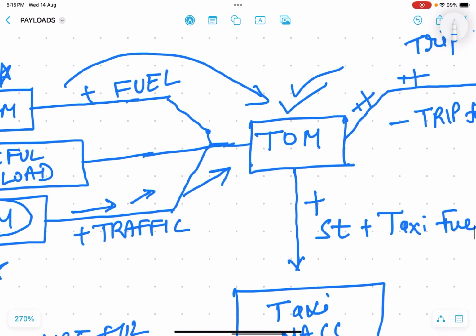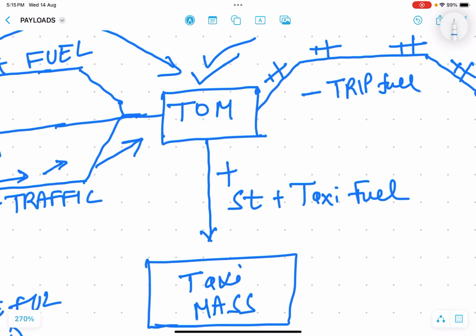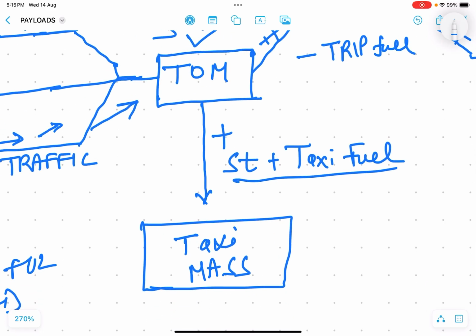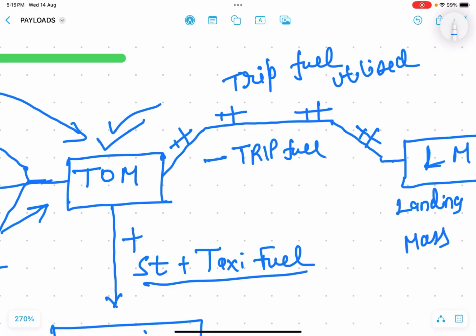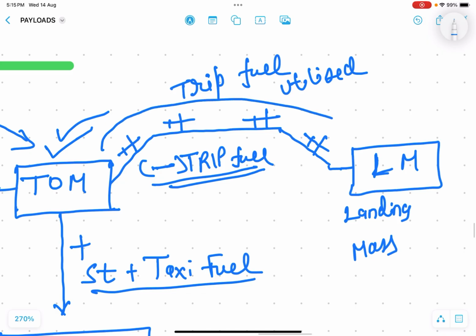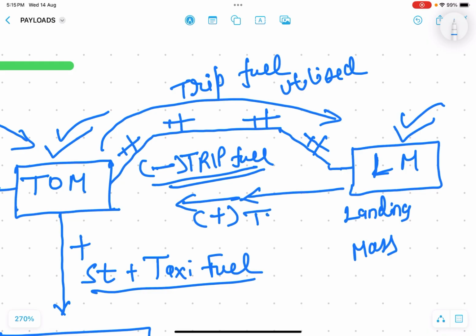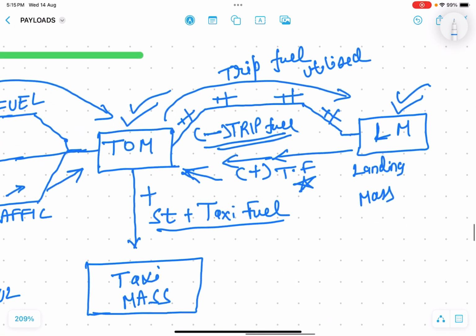And we again get our takeoff mass. So in takeoff mass, if we add start and taxi fuel to it, we get taxi mass. And if we subtract trip fuel, because it includes our trip fuel also, if we subtract trip fuel after the flight, we get our landing mass. So if we have our landing mass and we add the trip fuel to it, we will get the takeoff mass. Please remember this, we will need this in solving numericals.